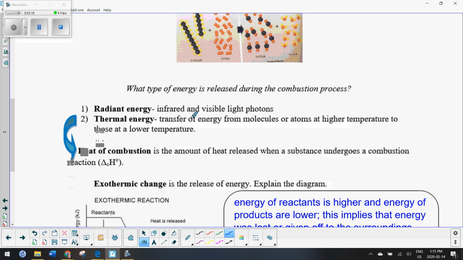So there are many energy forms that are released during the combustion process, but the 2 that we focus on, specifically number 2 here, are radiant energy, which is infrared and visible light photons, which you should remember from that EMR project that I asked you to do. And then thermal energy. So thermal energy is talking about heat. This is the transfer of energy from molecules or atoms at a higher temperature to those at lower temperature. Thermal energy is always going to move from a higher temperature, so hot, to cold.